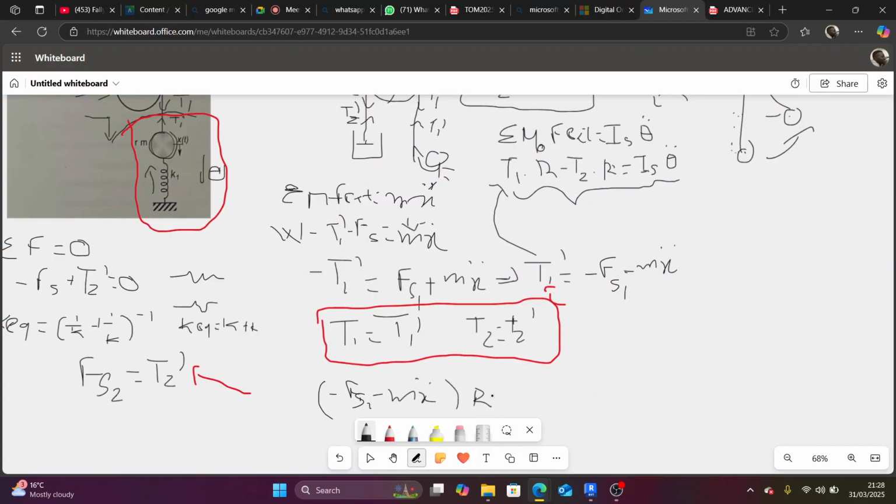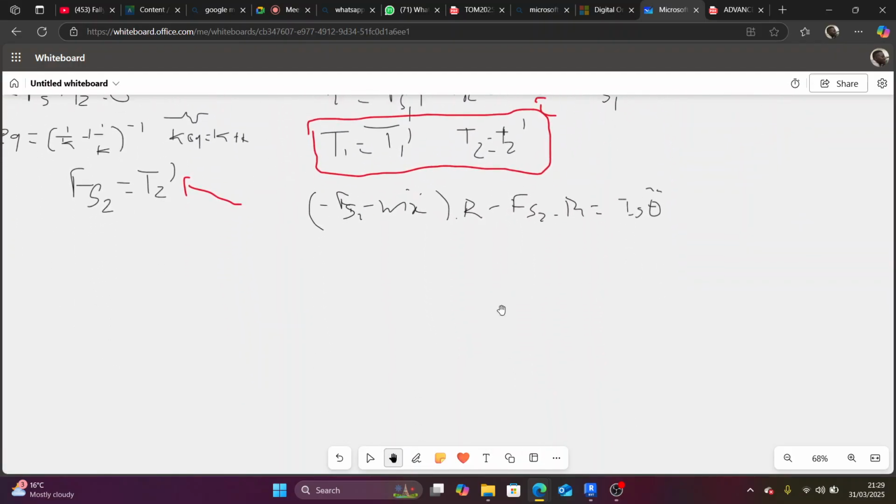Wait, so where did you get that now from? Remember, T1 is equal to T1 prime. So where I have T1 prime, I will just put it here. Where there is T1, you just copy and paste. So basically, we are substituting to get the equation of the motion. That's definitely it. So here I have minus. What is T2? T2 is Fs2 multiplied by what? R, to be equal to moment of inertia of the system theta dot dot.